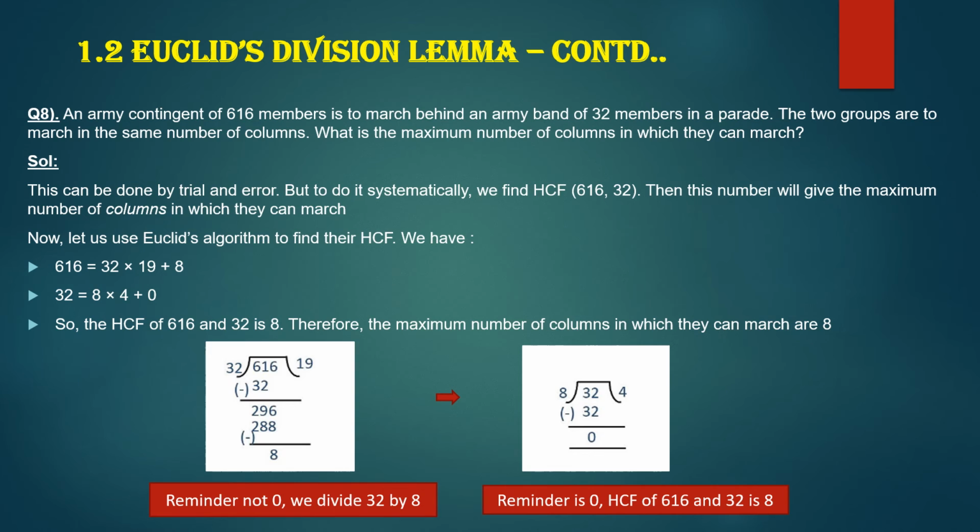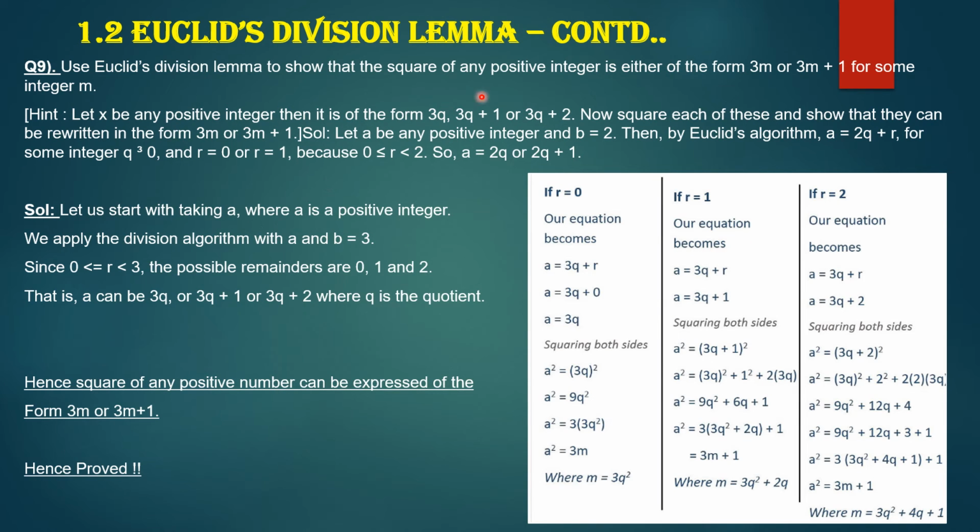Going to the next slide, we are on question 9. This is again one of the important questions that keeps coming in the exam, where you need to prove a theorem. In the previous couple of examples, we learned how to prove whether a number is a positive even integer or a positive odd integer. Here, they are asking us to show that the square of any positive integer is either of the form 3m or 3m plus 1, for some integer m.